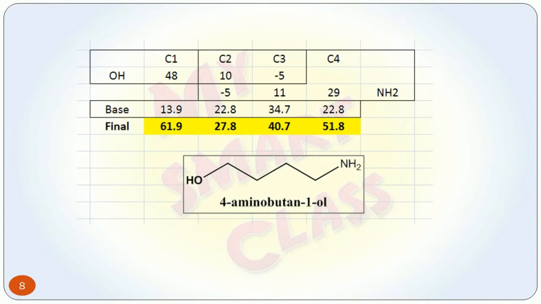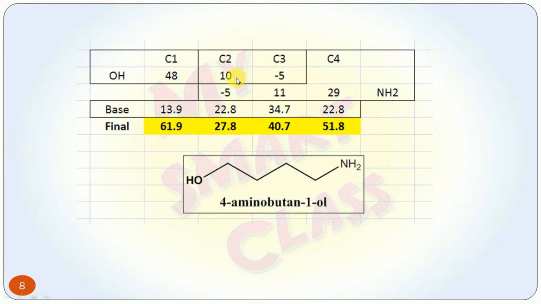By this way you can calculate for all structures. In this case, C2 and C3 are both affected by OH and NH2, because the effect of OH reaches 3 carbons, 1, 2, 3, and the amino group also affects 3 carbons, 1, 2, and 3. So C2 and C3 are common; they face the combined effect of OH and NH2. So we have to add the effect on C2 by OH and the effect on C2 by NH2. This combined effect is calculated.